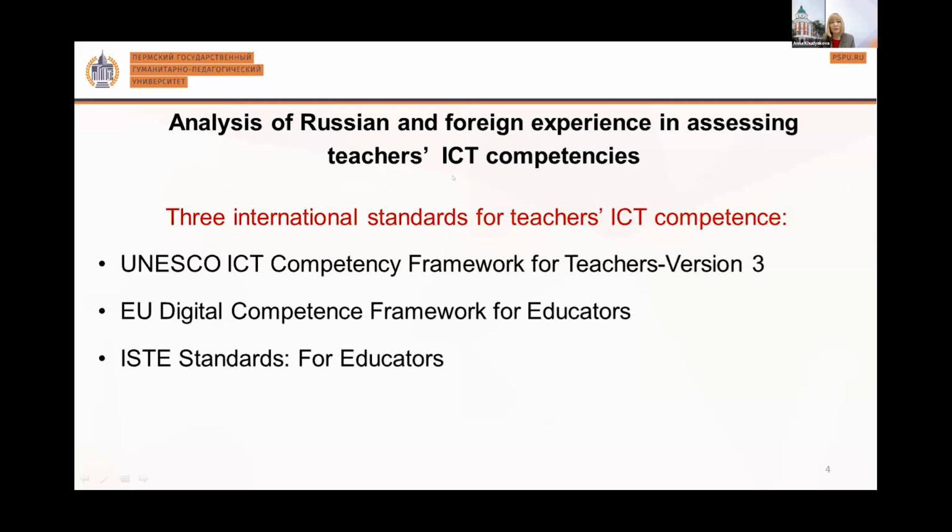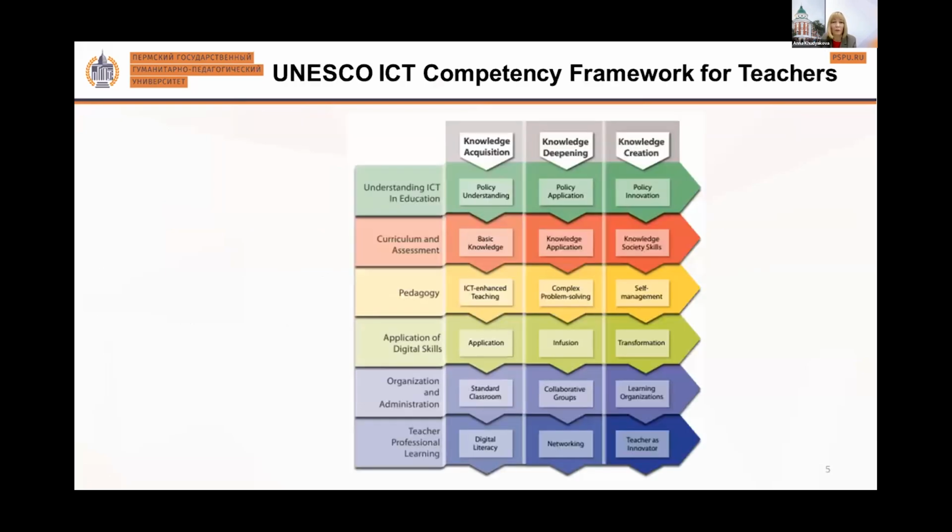And we analyze Russian and foreign experience in assessing teachers' ICT competencies. We find out that there are 3 international standards for teachers' ICT competencies. First of all, it's the UNESCO ICT Competency Framework for Teachers, the European Digital Competence Framework for Educators, and ICT standards for educators. As for the UNESCO framework for teachers, you can see that ICT competence consists of 6 levels, and each level consists of 3 sublevels. It's understanding ICT, curriculum, pedagogy, application, organization, and teacher professional learning.